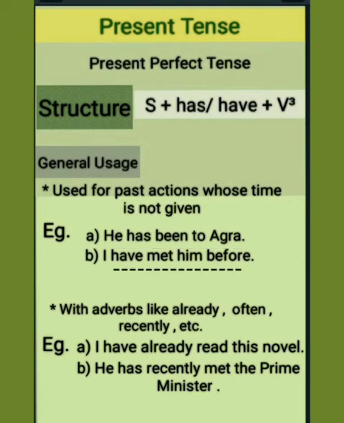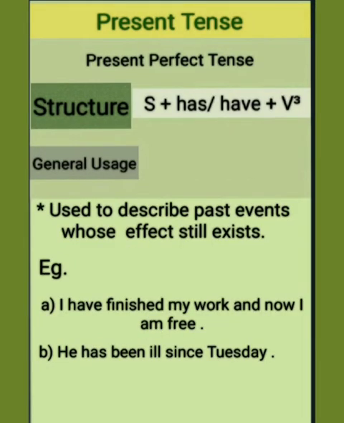Then it is also used with adverbs like already, often, recently, yet, etc. For example, I have already read this novel. Sentence number two, he has recently met the Prime Minister. Then it is also used to describe past events whose effect still exists.